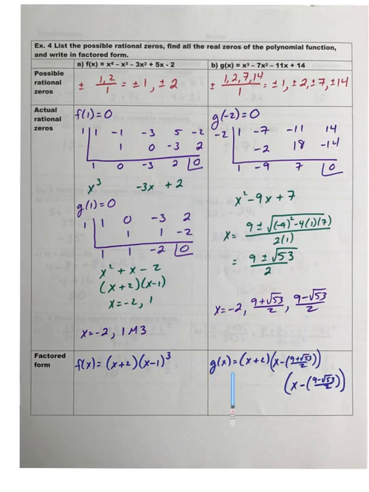So in factored form, g of x equals x plus 2, x minus this zero, (9 plus root 53) over 2, x minus this zero, (9 minus root 53) over 2. And that's it for page 2. Good luck.